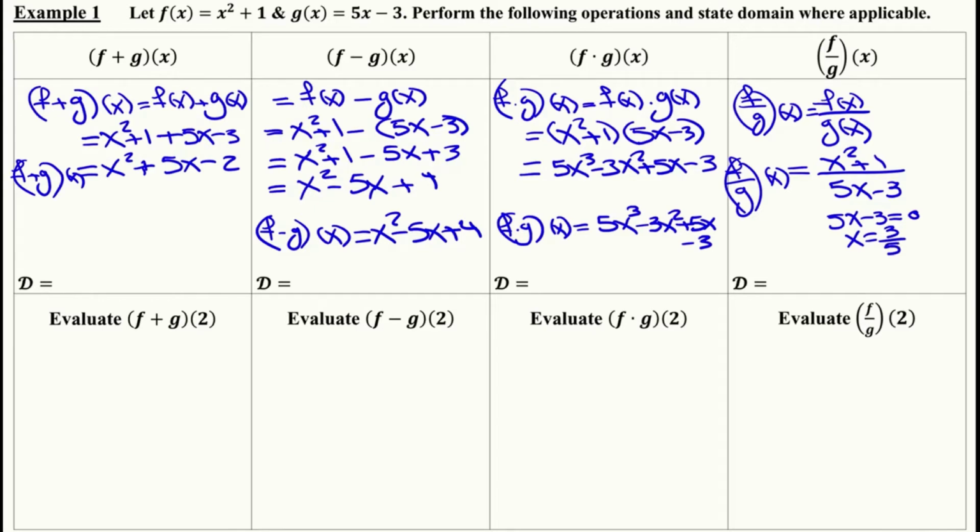So when we want to write the domain for each of these, notice that these are two polynomials, and we know they're very well behaved functions with domains being all real numbers. So when you take the intersection of all real numbers with itself, that's just going to be all real numbers. For basically all three of the first ones, the domain is just going to be negative infinity to infinity.